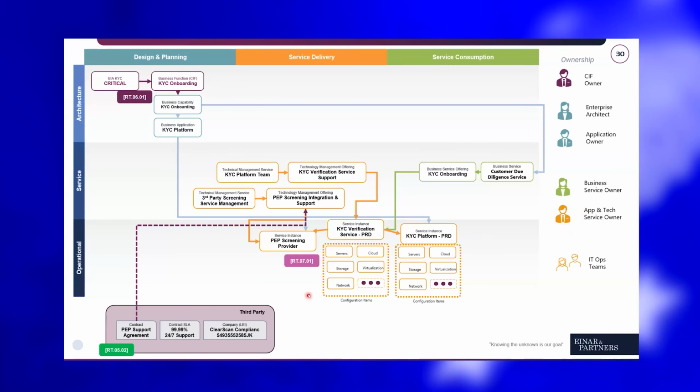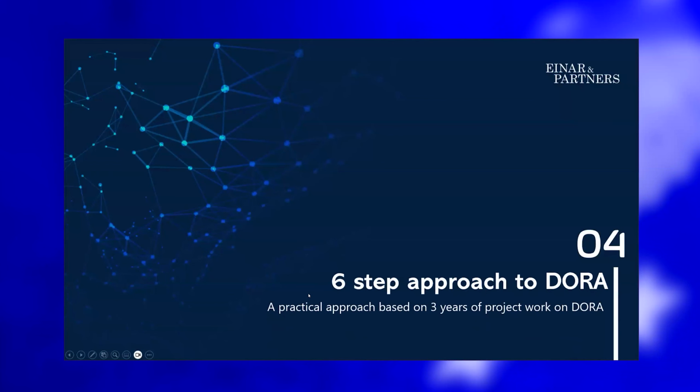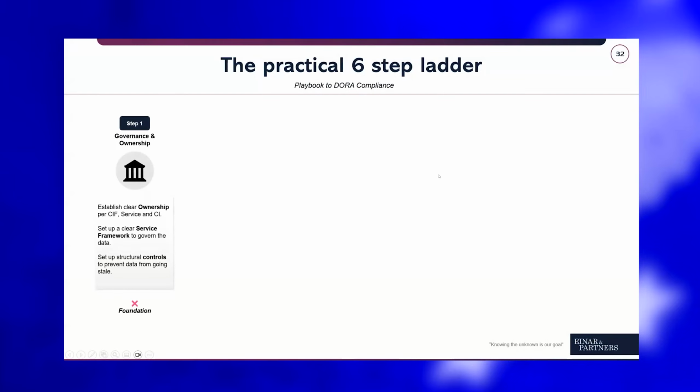All right, then we come to the 6-step approach. This is all based on the different projects that we have done. We have helped a lot of organizations in the past 3 years on their DORA journey. And what we actually see, and it might sound like a basic thing to say, is that it all starts with governance and ownership.